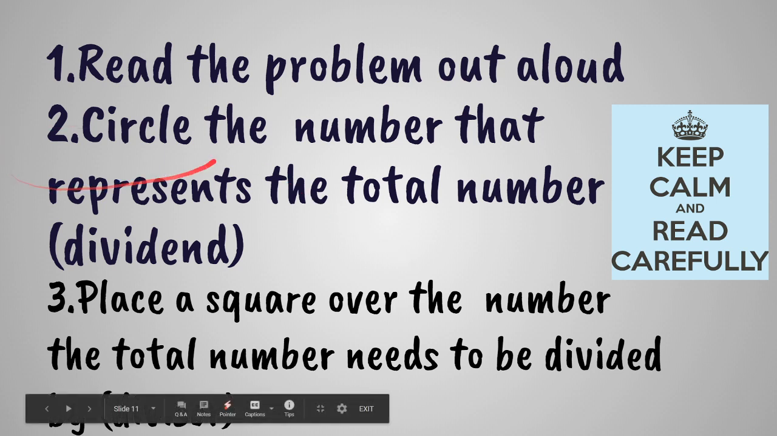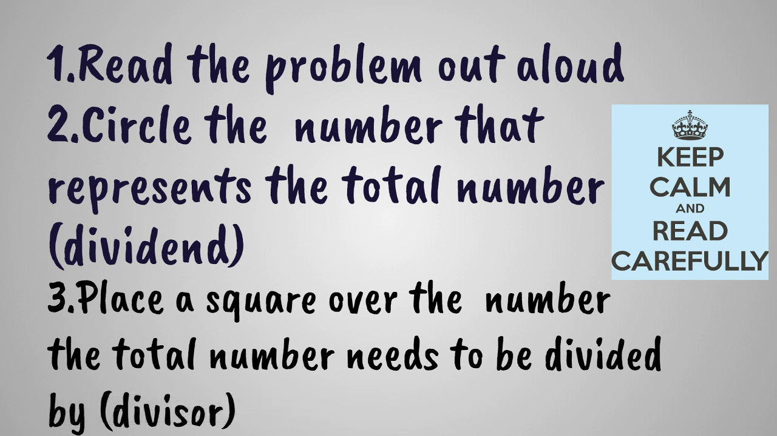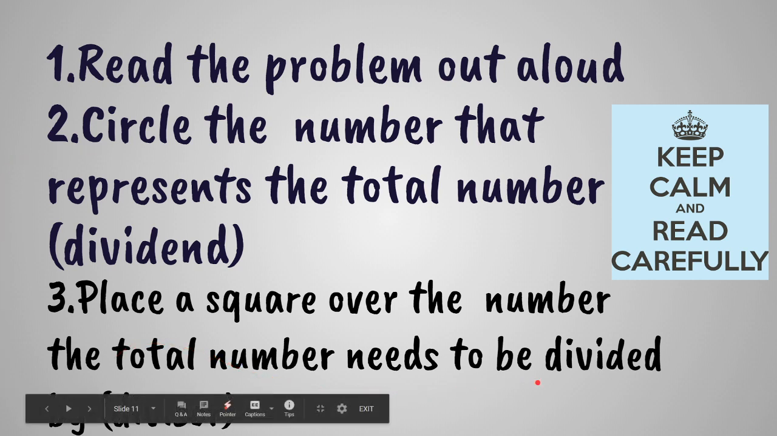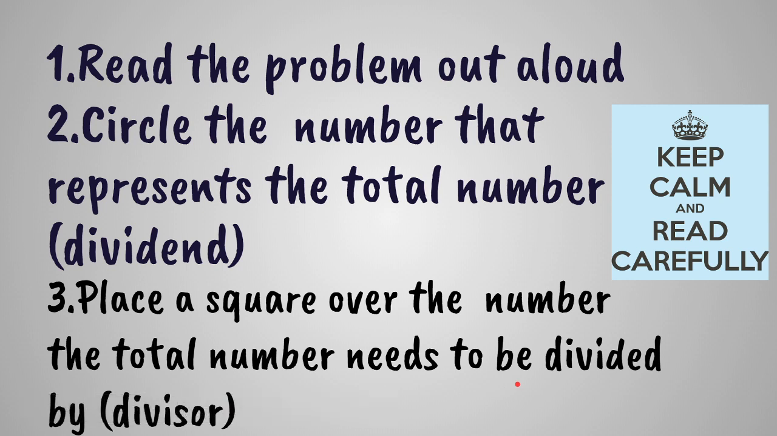Second, circle the number that represents the total number. Remember, total number is that dividend right here. Okay? And finally, the third step is to place a square over the number the total number needs to be divided by. Alright? So this is the divisor. This is the number that's going to go into that bigger number over there, all right? So remember, keep calm and read carefully.